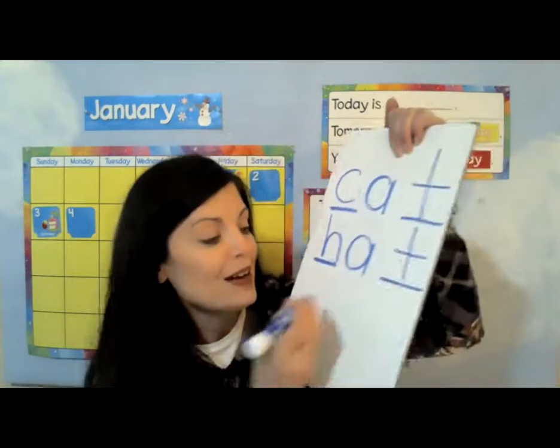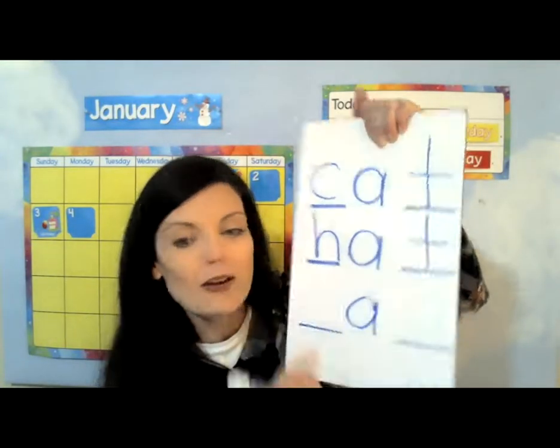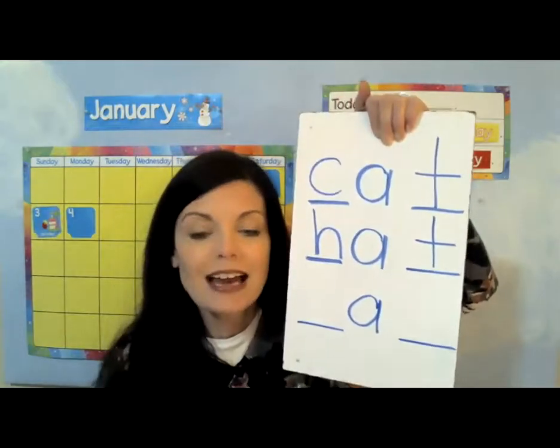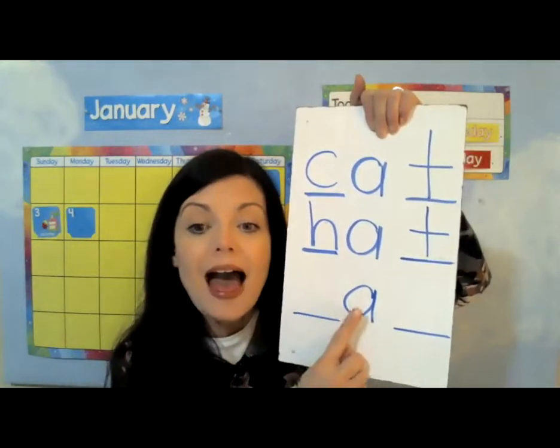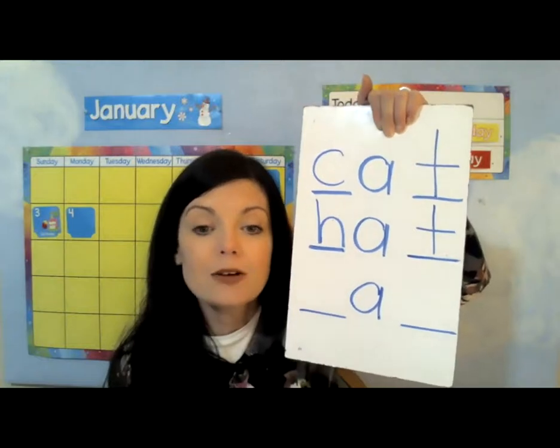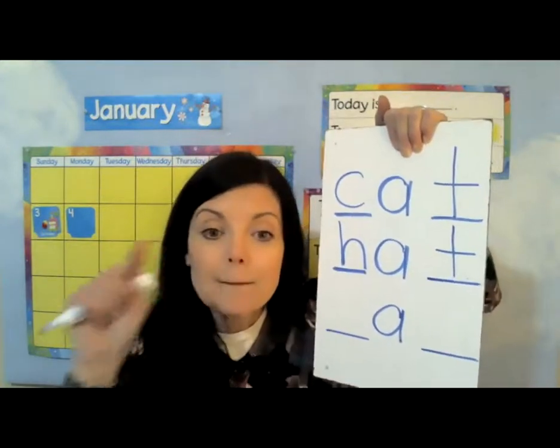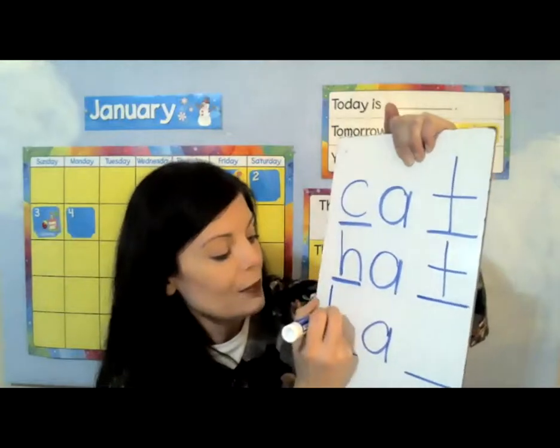Bat. Do you hear "at" in the middle? Yes, there's an "at" in the middle. So let's put our "at" in the middle, and let's try to figure out the two sounds on each side. B, b, b, at. What letter makes the b, b, b sound? B, b, b, like bubbles. B, b, b, b. It's letter B.